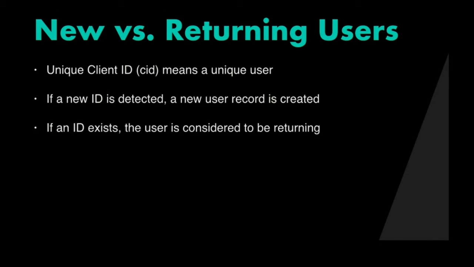Analytics considers every unique ID to be a unique user. So whenever a brand new ID is detected, Google Analytics will count that record as a new user, and it sends the hit over as such. But when Analytics detects an existing ID, it then sends a returning user value alongside that hit.